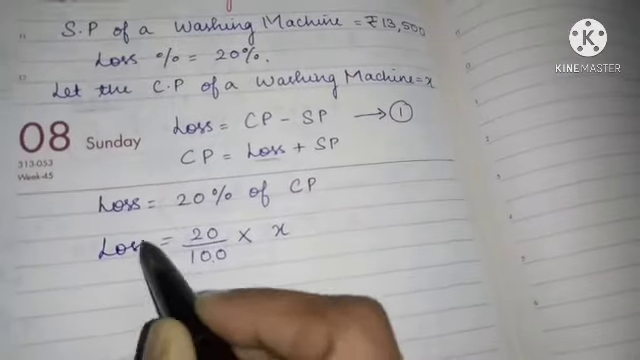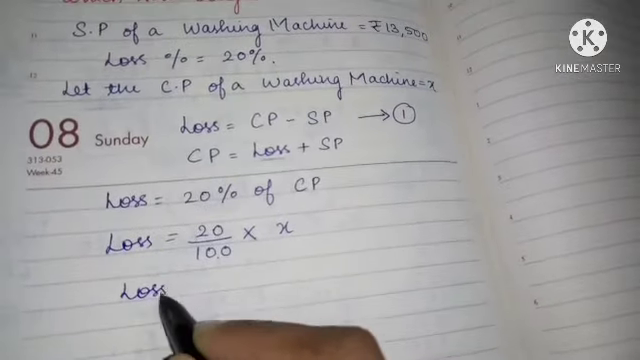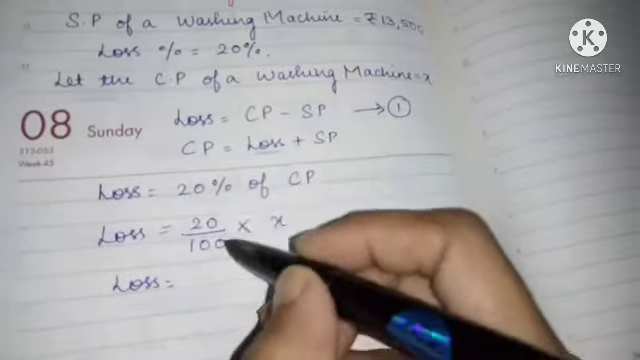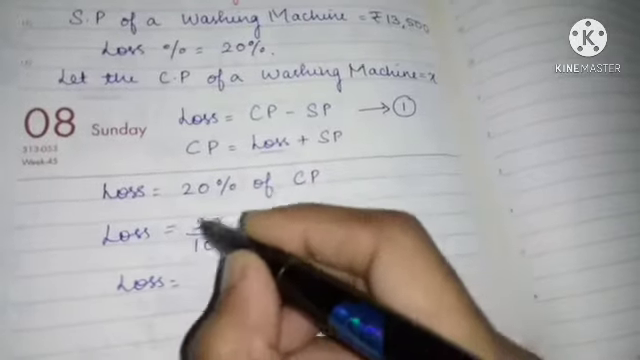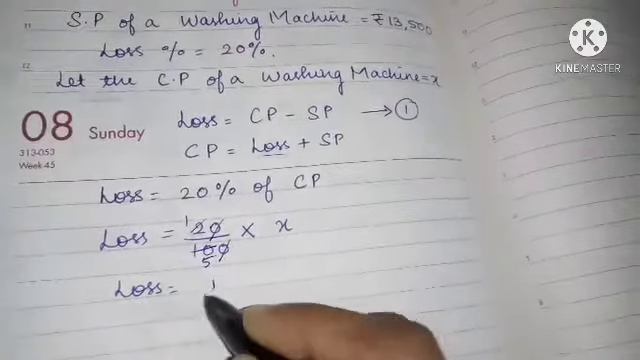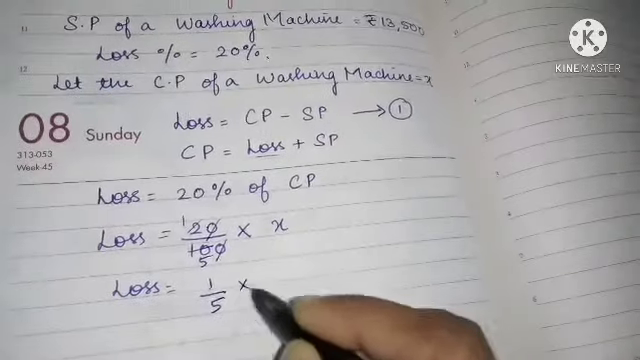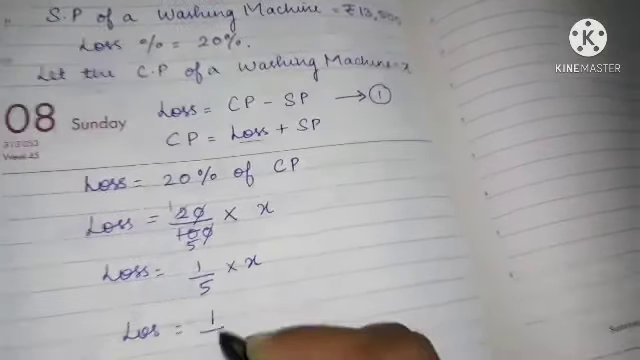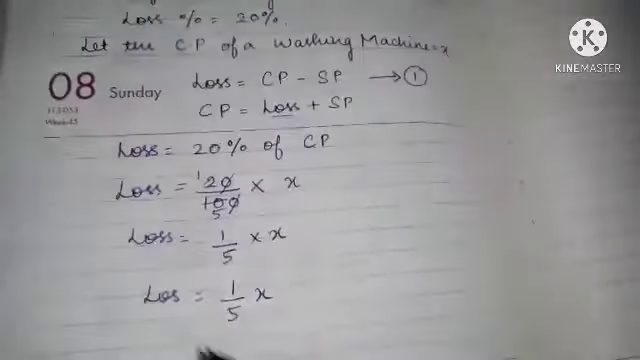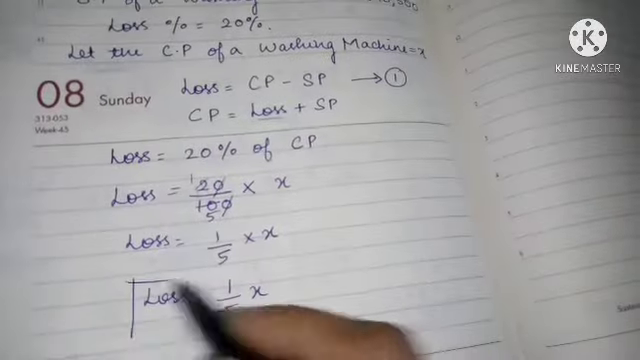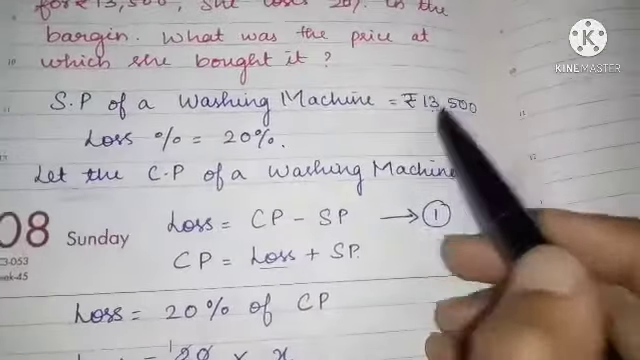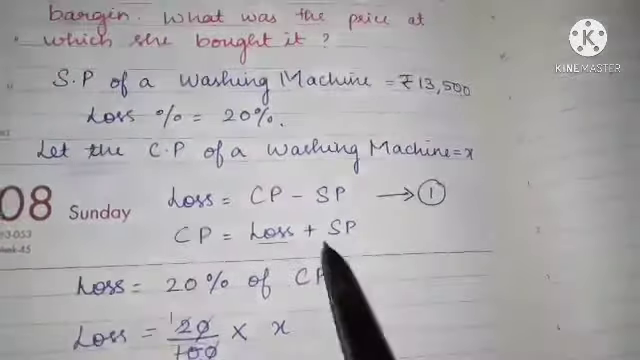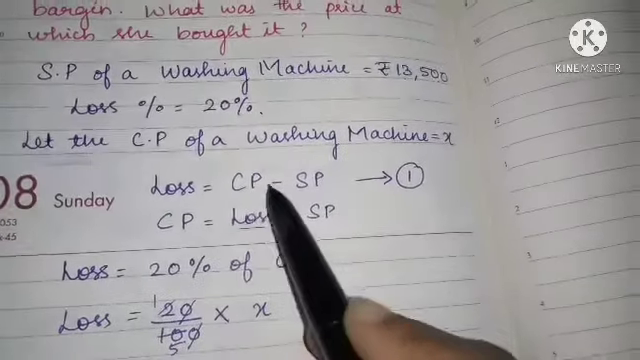So loss is equal to 20 by 100 into X. You can cancel the zeros. 2 1s are 2, 2 5s are 10. So 1 by 5 into X. So loss will be 1 by 5 X. Cost price is X, selling price is 13,500. Shall we substitute here?